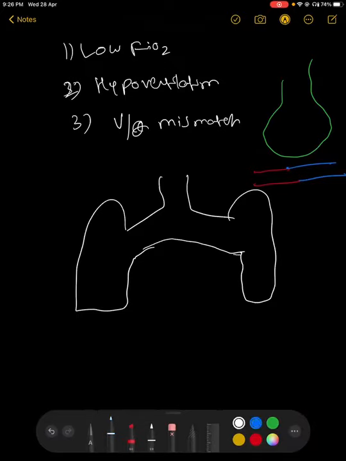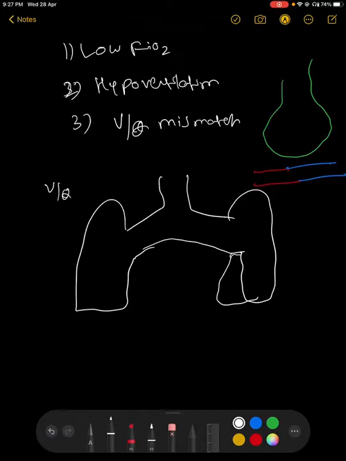So what happens in VQ mismatch? What is VQ? V is ventilation. Ventilation is the oxygen and carbon dioxide gas exchange mechanism. Perfusion is nothing but blood flow. This is not equal in every place of the lung. For example, perfusion is gravity dependent, so perfusion will always be better in lower lung zones, whereas ventilation will always be better in upper lung zones.